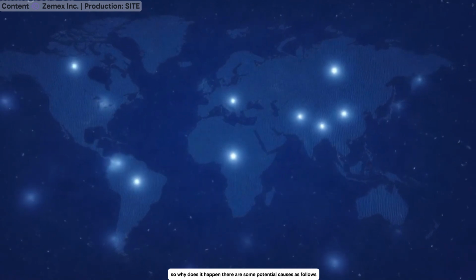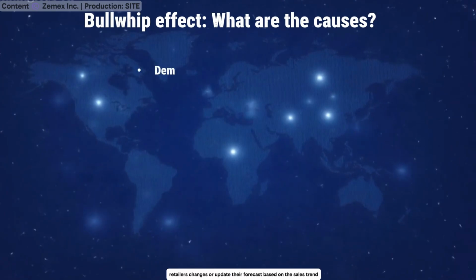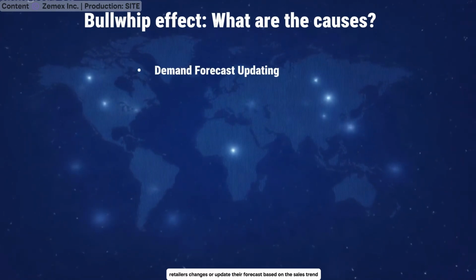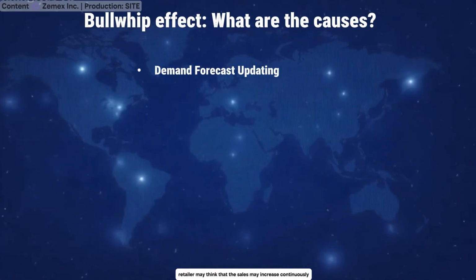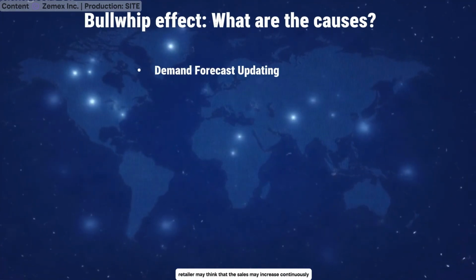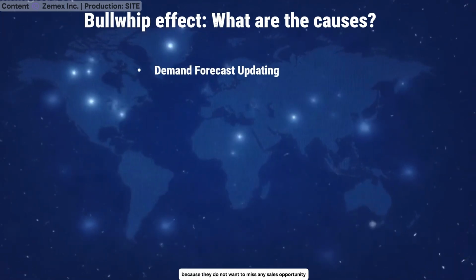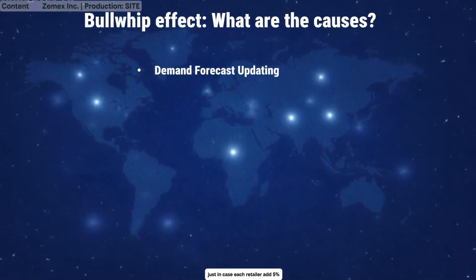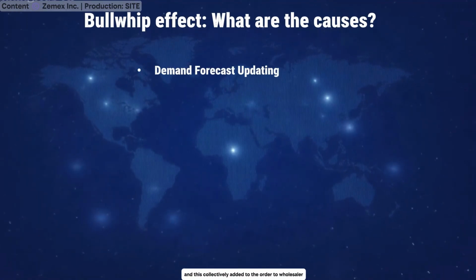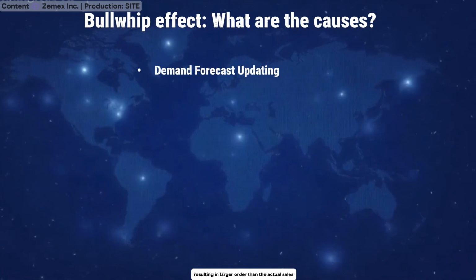So, why does it happen? There are some potential causes as follows. First, retailers change or update their forecast based on the sales trend. For example, if the sales increase, retailers may think that the sales will continue to increase, while if the sales go down, they think the opposite. Because they do not want to miss any sales opportunity, they may add some more, like 5% just in case. Each retailer adds 5%, and this is collectively added to the order to the wholesaler, resulting in a larger order than the actual sales.